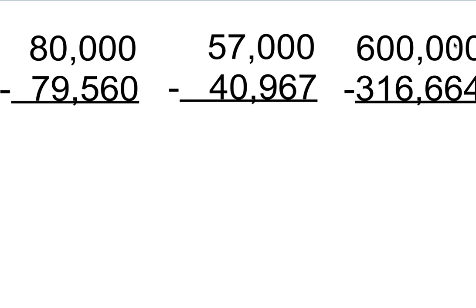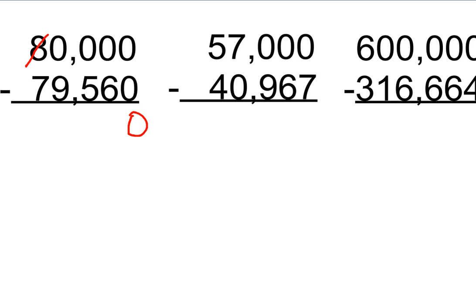Okay, so let's continue. 0 take away 0, 0. No need to regroup. However, when I get to the tens place, I have 0, but I want to take 6 away. Go to my hundreds, they have nothing for me. So I go to my thousands, still nothing. So that means I have to go to the 8.